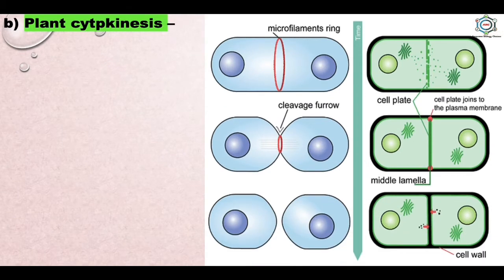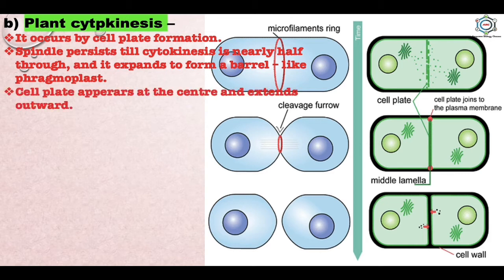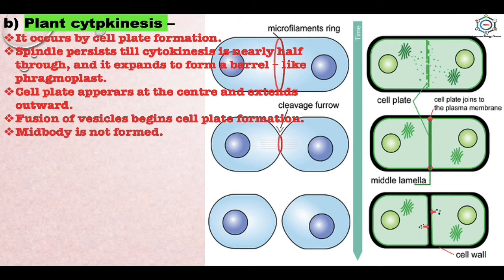Now the plant cytokinesis. In the picture you can see the comparison between animal cytokinesis and plant cytokinesis. In plant cytokinesis, the cell plate forms the middle lamella. After that comes the cell wall formation. So it occurs by cell plate formation. The spindle persists till cytokinesis is nearly half through and it expands to form a barrel-like phragmoplast. Cell plates appear at the center and extend outward. Fusion of vesicles begins cell plate formation and the midbody is not formed.